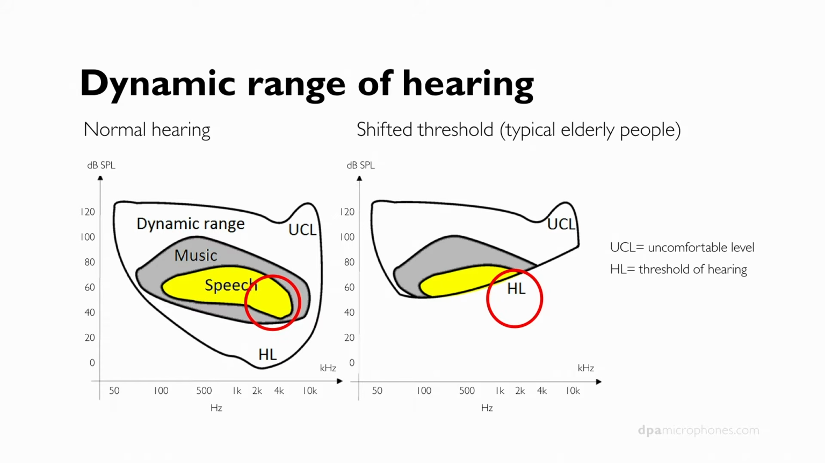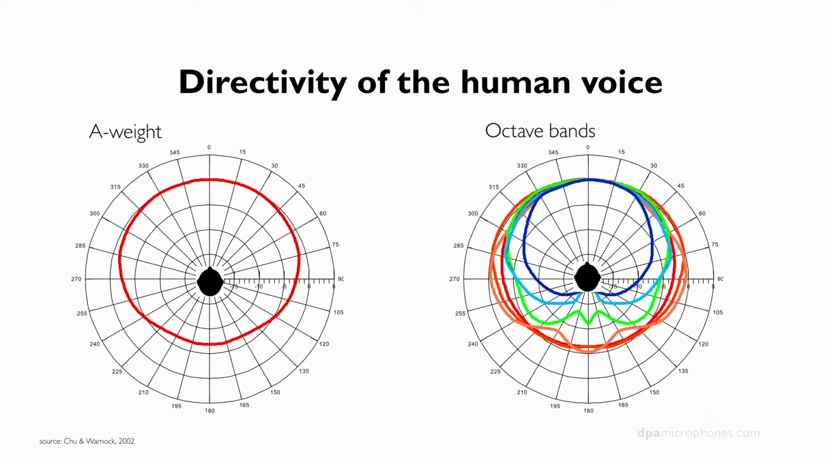If we then add the directivity pattern of the human voice to the equation, we see here in this experiment from Chu and Warnock back in 2002 that the level of speech is much louder in front of the person than it is behind the person.